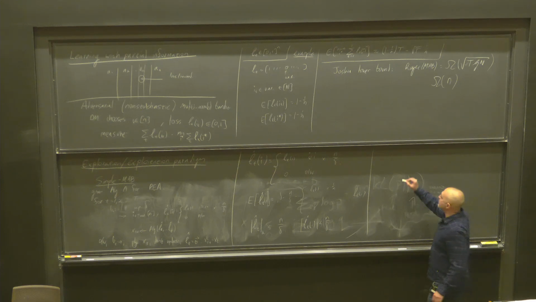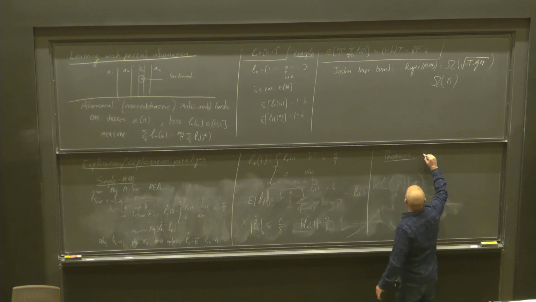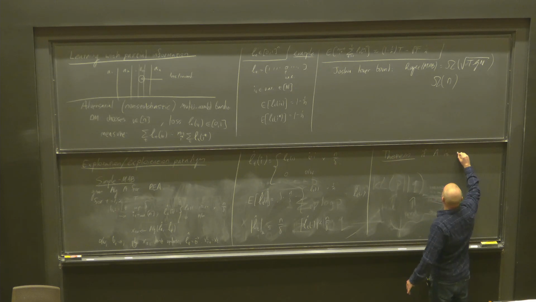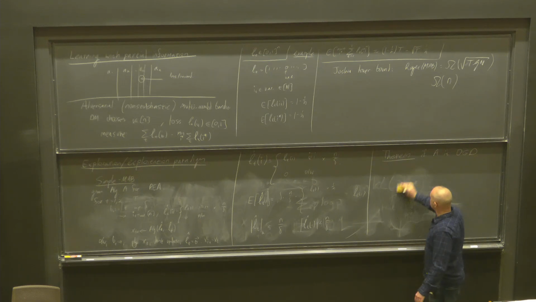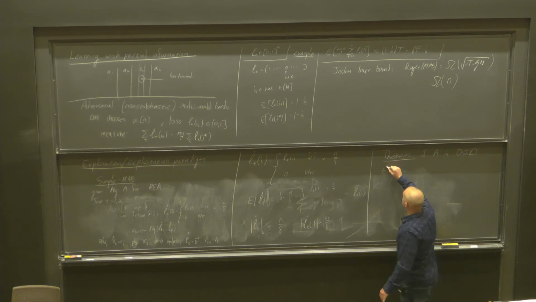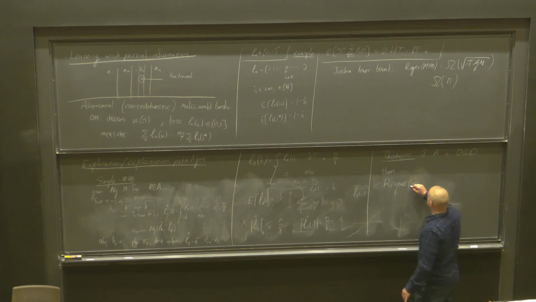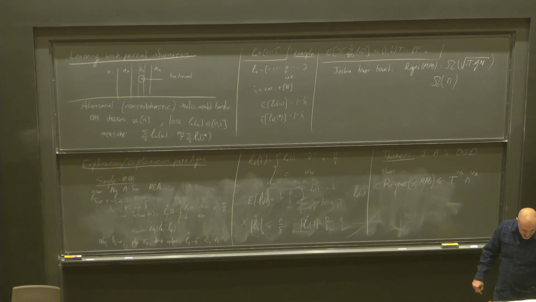So here is the theorem I want to prove. If A is online gradient descent that we studied in lecture number 3, I believe, then the regret of simple multi-armed bandit is bounded by T to the 2/3 times n to the 1/3. No, but also n to the 2/3.